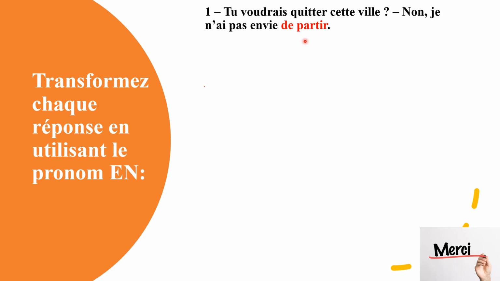Now, because it's the first one, I have put what you should transform in red. So after avoir envie, remember envie is followed by de. So whatever comes after de will be replaced by en. En cannot stay here. It has to go before the verb. This is your verb. Ai is your verb. Put en in front of it. D'accord? So you have the sentence, non, je n'en ai pas envie. I do not have any such desire.